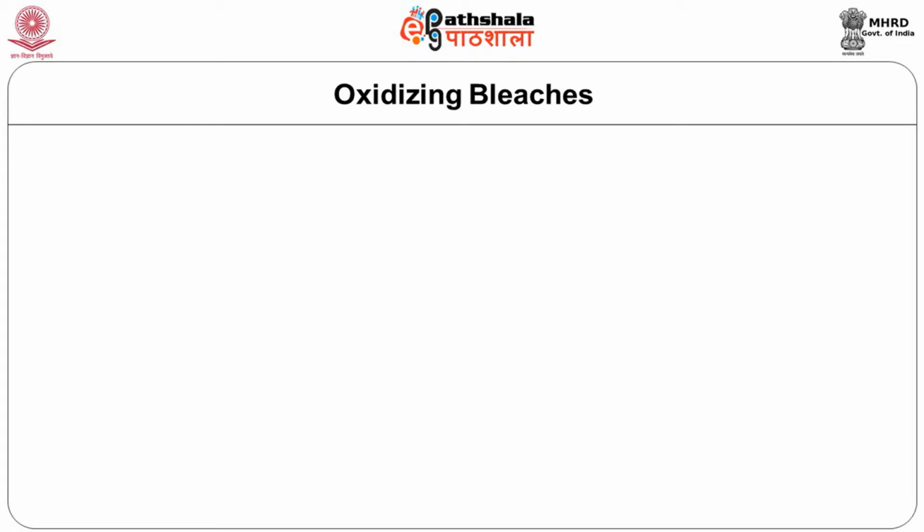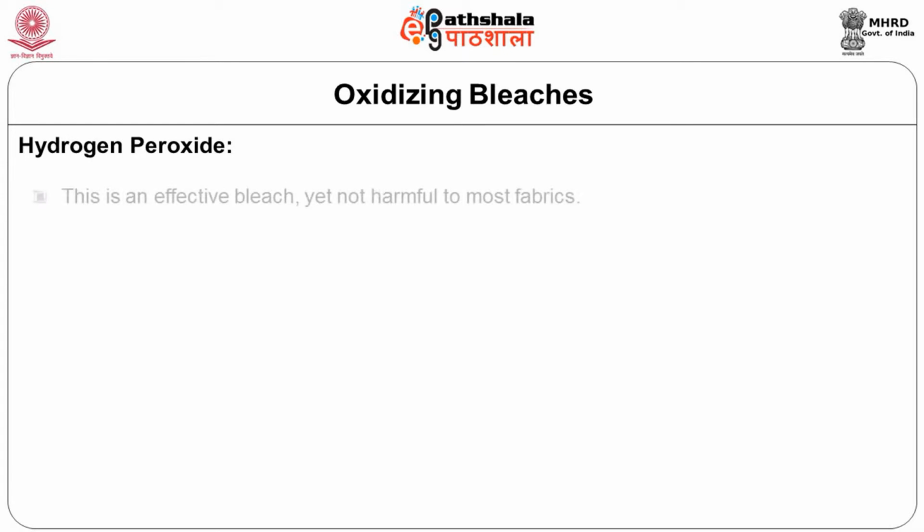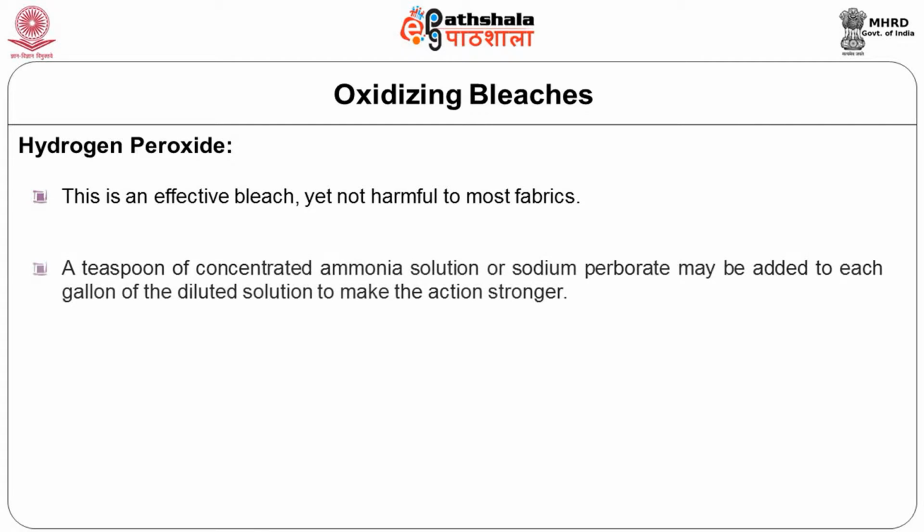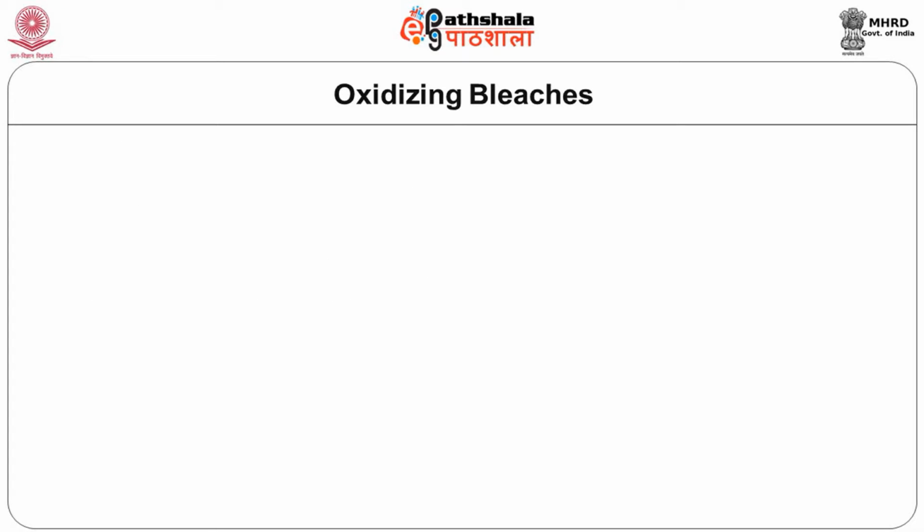The next type of oxidizing agent is hydrogen peroxide. This is an effective bleach yet not harmful to most fabrics. A teaspoon of concentrated ammonia solution or sodium perborate may be added to each halogen of the diluted solution to make the action stronger.